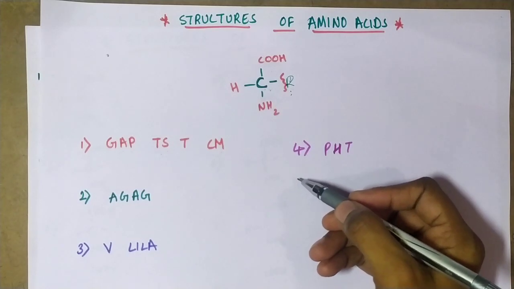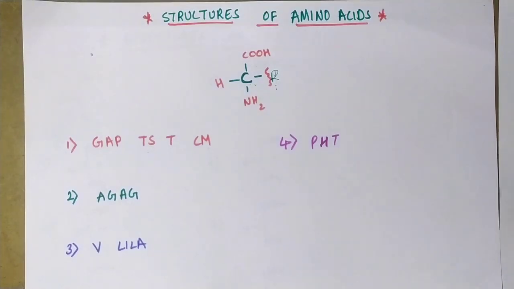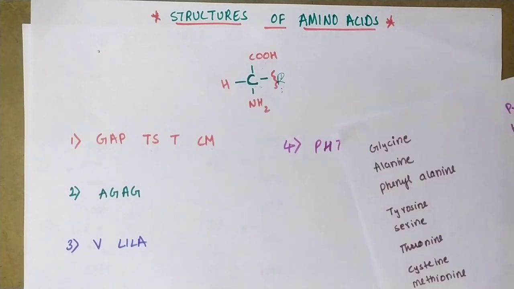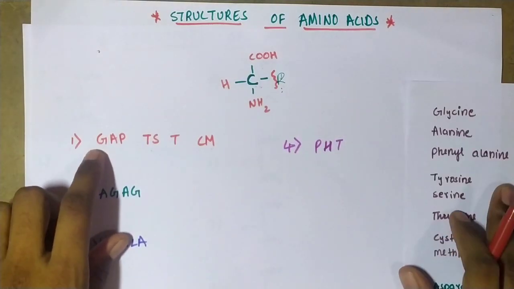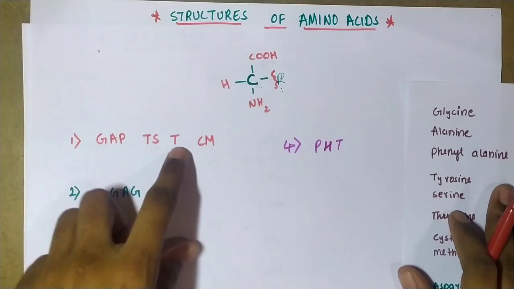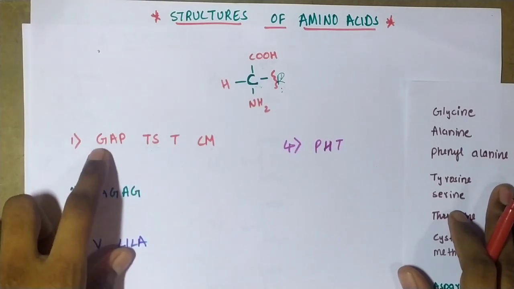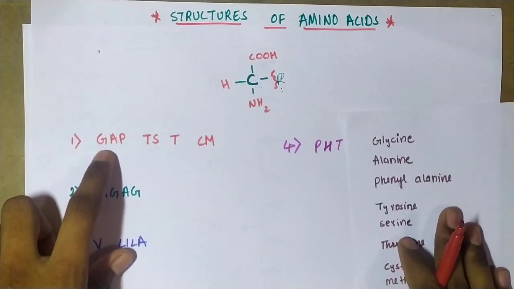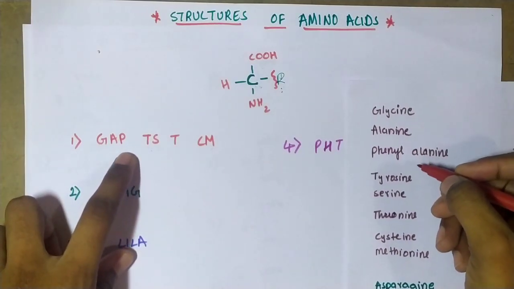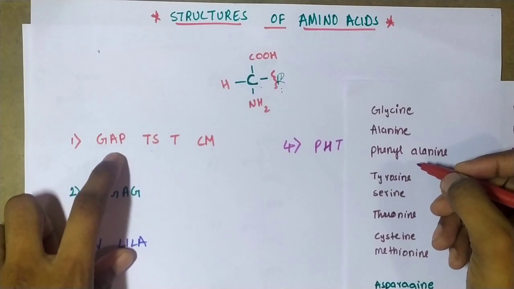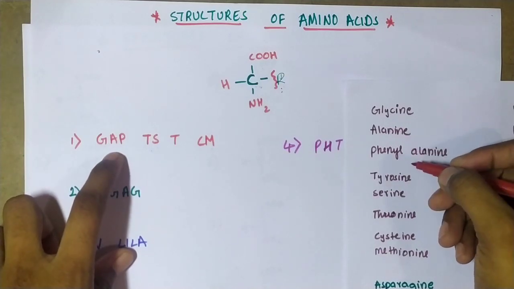So let's discuss our first sentence. Our first sentence is GAP TS T CM. So what is GAP? The full form of GAP is: G stands for glycine, A for alanine, P for phenylalanine. So our GAP is glycine, alanine, phenylalanine.